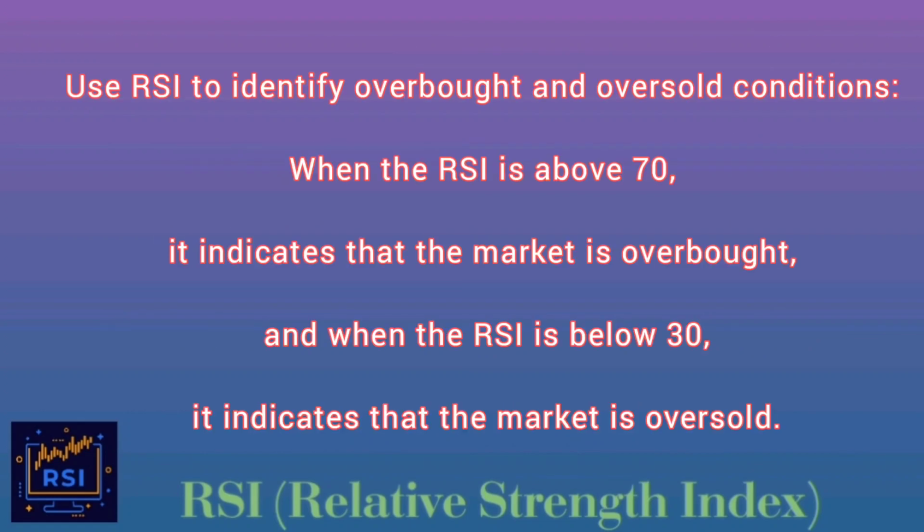Use RSI to identify overbought and oversold conditions. When the RSI is above 70, it indicates that the market is overbought, and when the RSI is below 30, it indicates that the market is oversold.